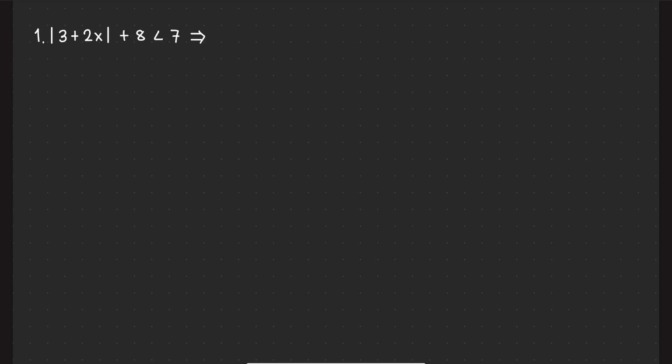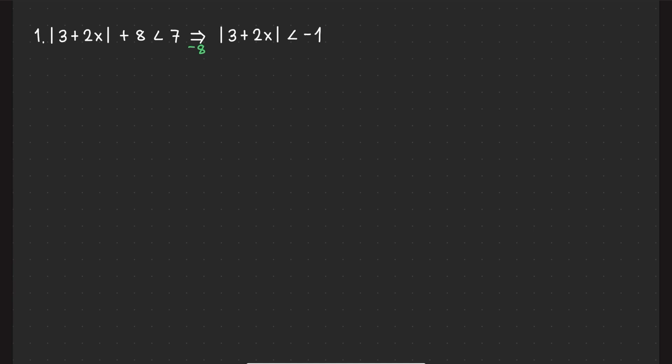So in here, like how it usually goes, we isolate the problematic one on one side. So that means that we must move 8 to the other side, or technically that is subtracting 8 both sides. That will give us the following. So we have the absolute value of 3 plus 2x less than negative 1.